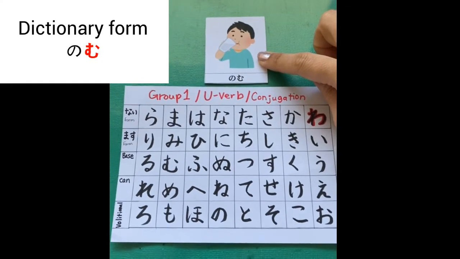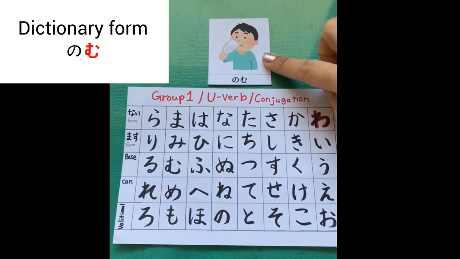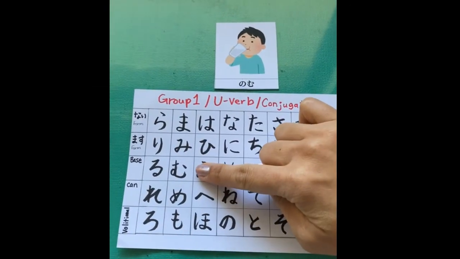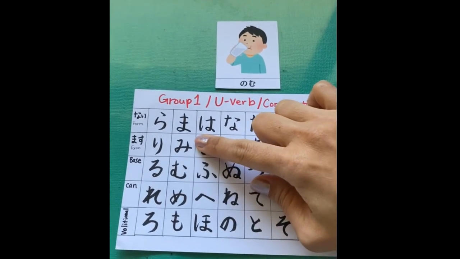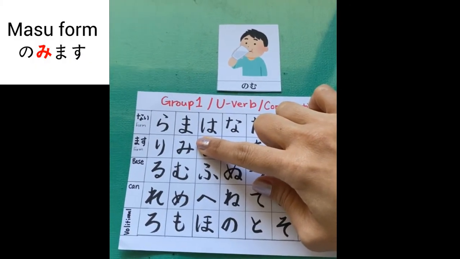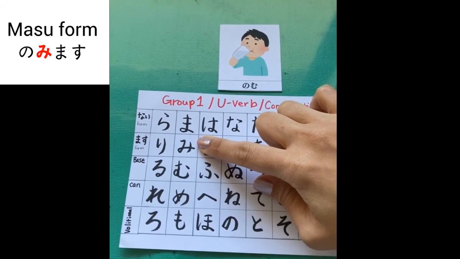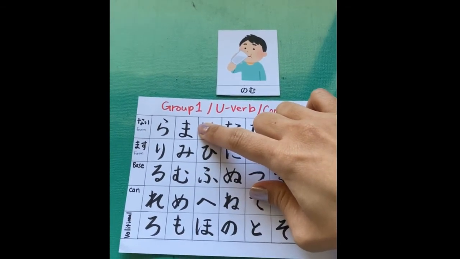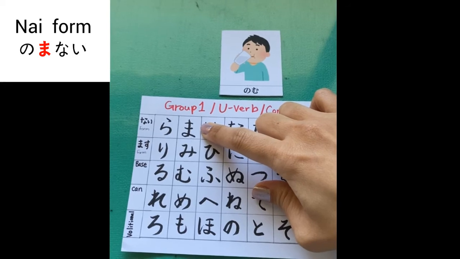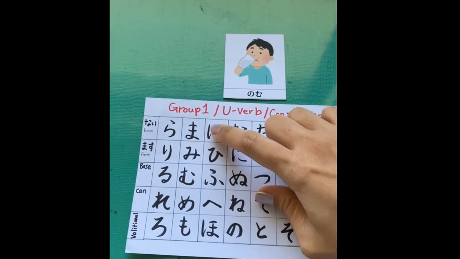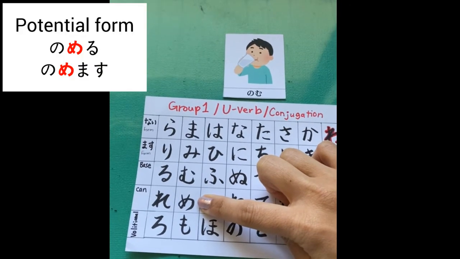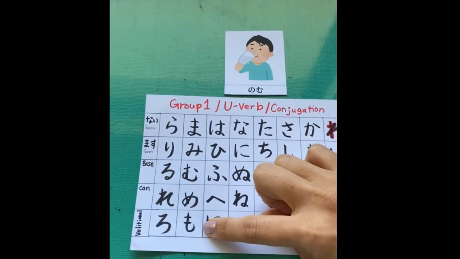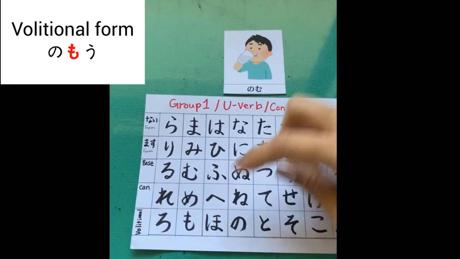飲む, to drink. Please make it to Masu form. The answer is 飲みます. Did you do it? Great. Next is NAI form. The answer is 飲まない. Can-do form, potential form, 可能形, 飲める、飲めます. Volitional form, 意向形, 飲もう. That's it.